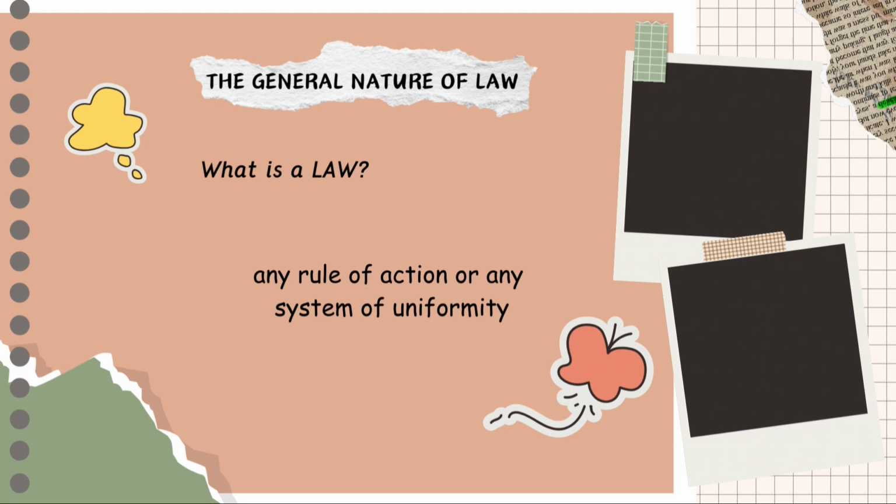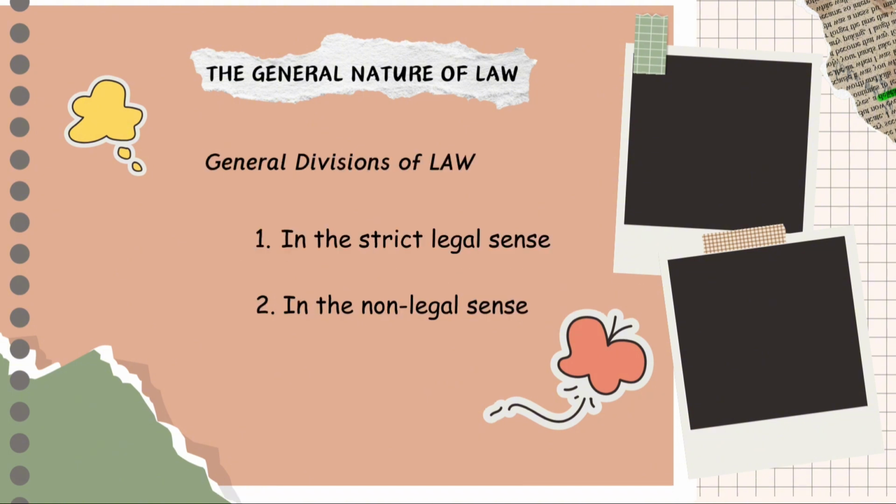Law in general determines not only the activities of men as rational beings, but also the movement or motion of all objects of creation, whether animate or inanimate. There are divisions of law. The general division of law is divided into two, as you see on your screen. The law as above defined may be divided into two general groups.